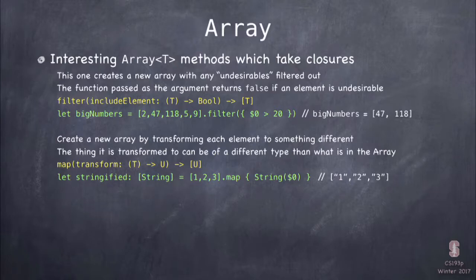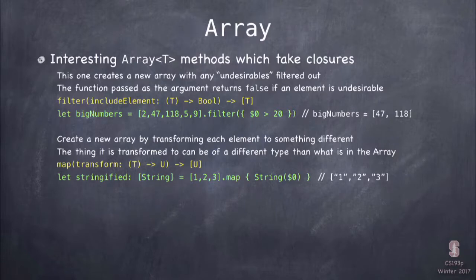One thing about this one also: notice that after the word map, there are no parentheses, no open parentheses. Do you see the difference between filter and map? When I called filter, I said open parentheses, open curly brace, the function, curly brace, close parentheses. Here I just say curly brace, string $0 and curly brace, no parentheses. And this is what's called the trailing closure syntax.